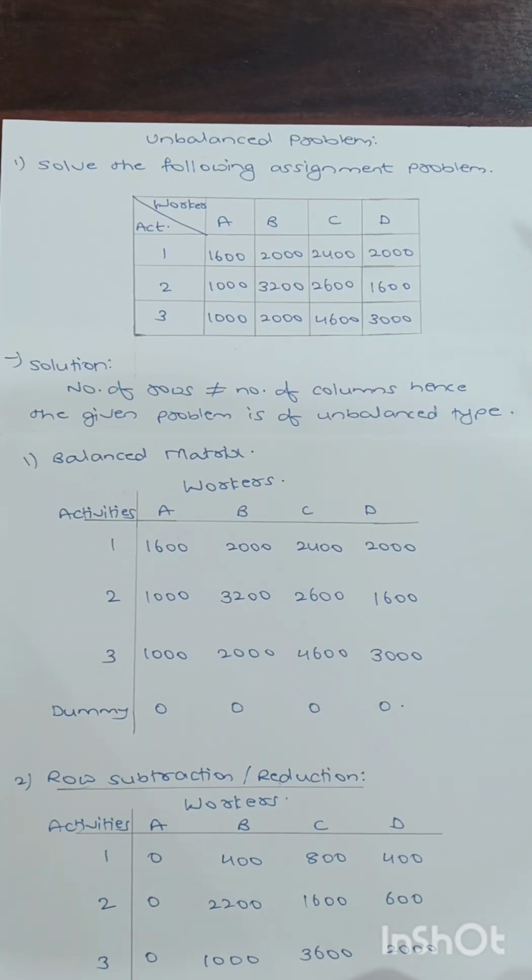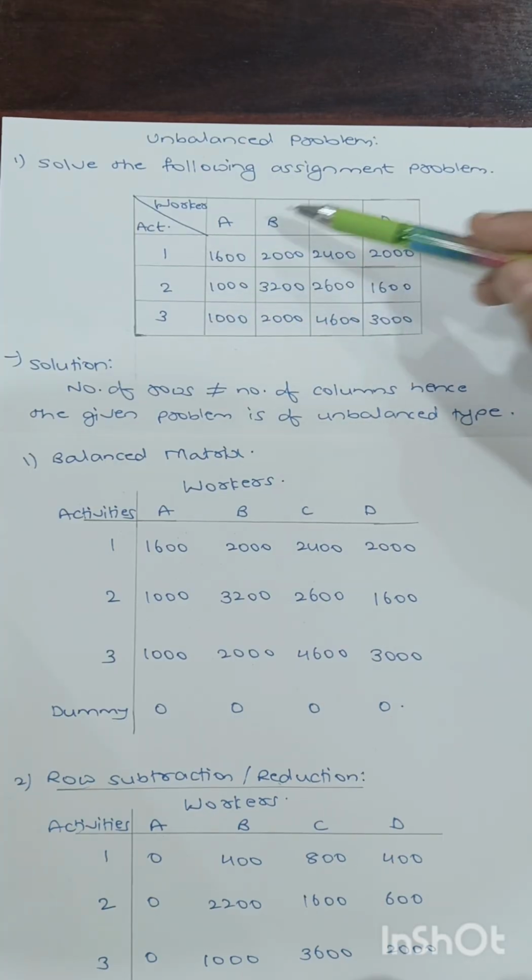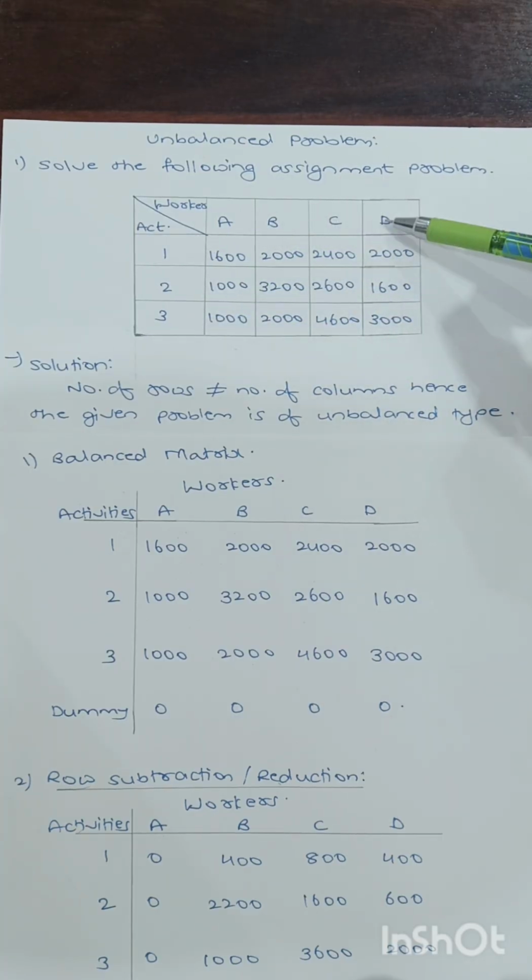Hello everyone. Today we are going to solve another example of assignment problem by using Hungarian method. This problem is basically of special category, that is unbalanced problem. Here in the given example, activities are 1, 2 and 3. Workers are A, B, C and D.